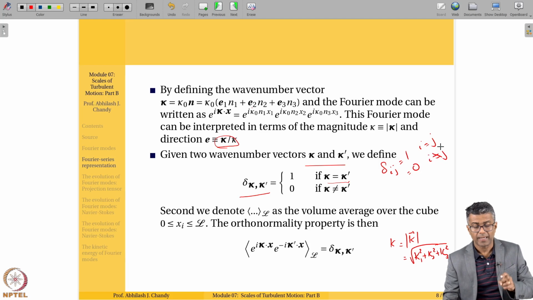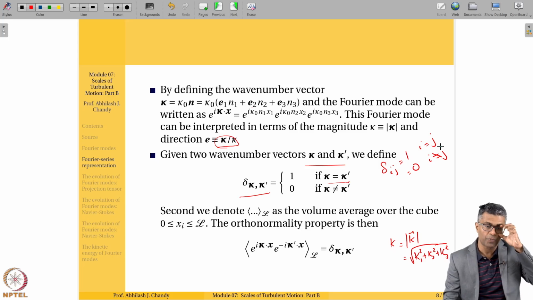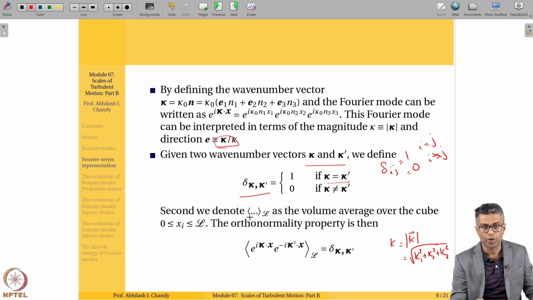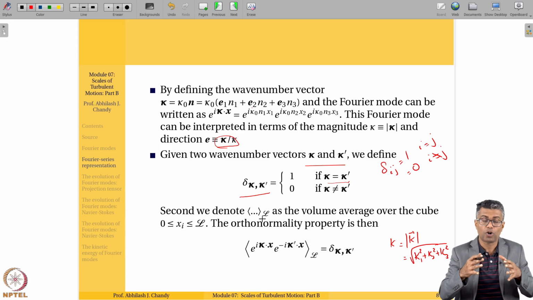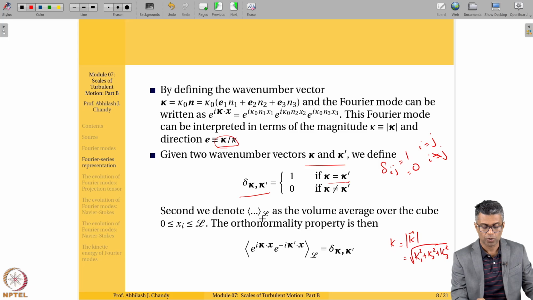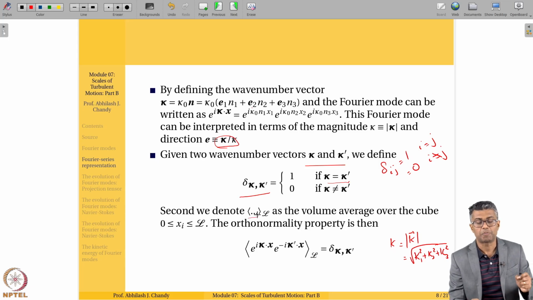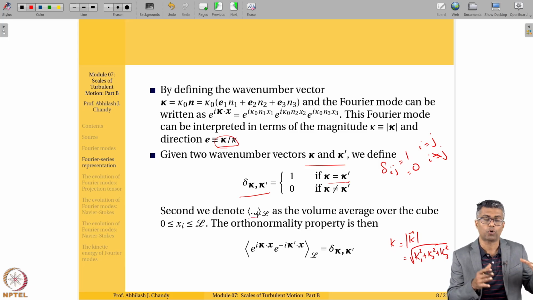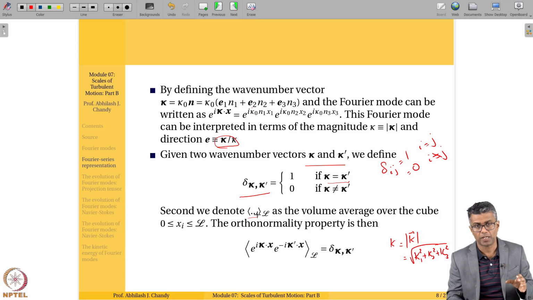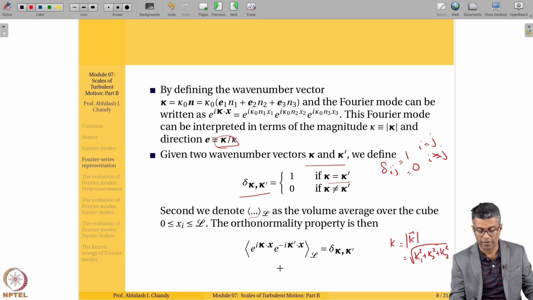So that's that. And then the other notation we are bringing in here is this average symbol with a subscript L, meaning it's a volume average. Volume meaning the volume of the cube, averaged over the entire cubical volume. So this angle bracket subscript L, let's say it is the volume average over the cube, x_i going from 0 to L. Then the orthonormality property can be defined like this. We won't get into the proof of this, but this is the orthonormality property.